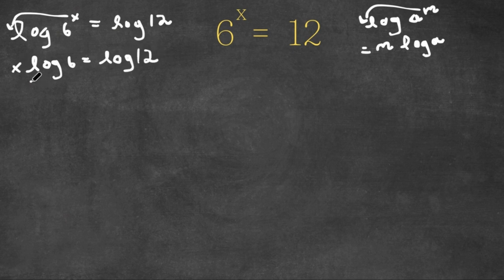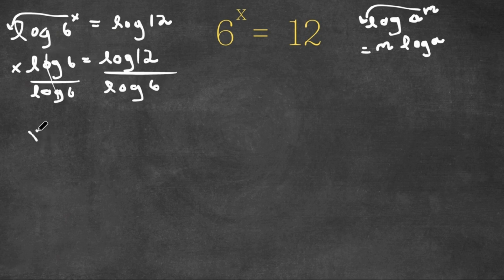Now we want to isolate x, so I'm going to divide both sides by log 6. So now these two cancel out, and we are left with x is equal to log 12 over log 6, and log 12 is the same thing as log 6 times 2. We are dividing this by log 6.